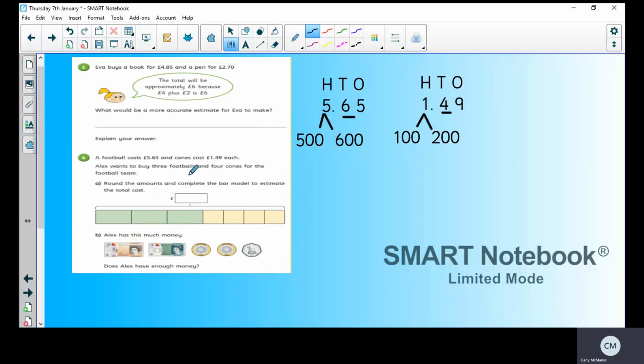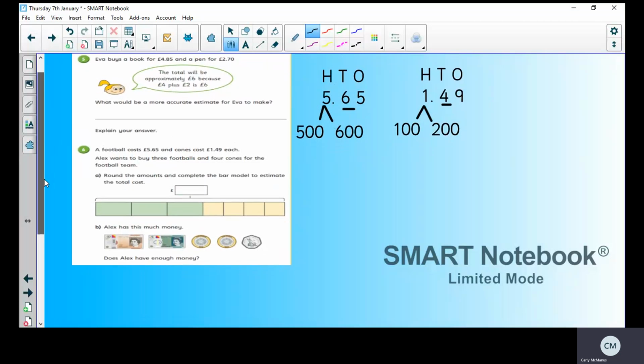And then here they wanted 4 cones, 1, 2, 3, 4. So if the cones rounded to £1, you'd write £1, £1, £1, £1. If they rounded to £2, you'd write £2, £2, £2, £2. And then add up that answer and pop it in that box. And that's how much 3 footballs and 4 cones would cost.